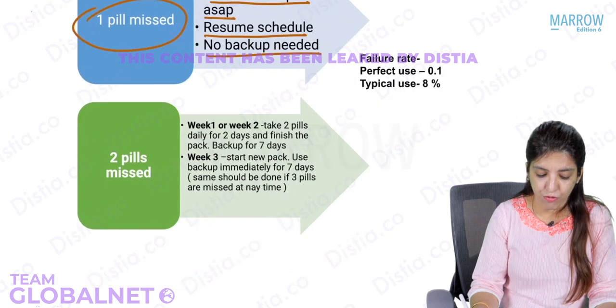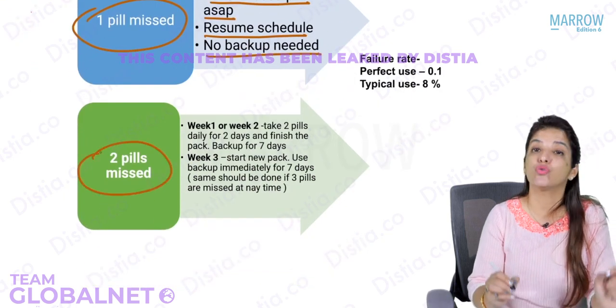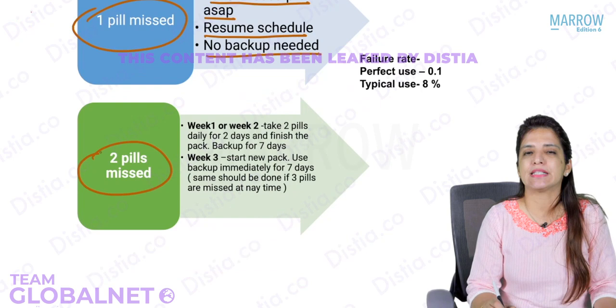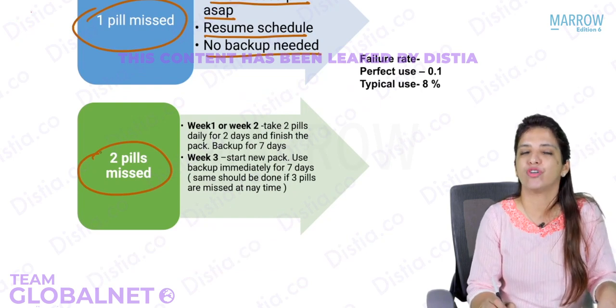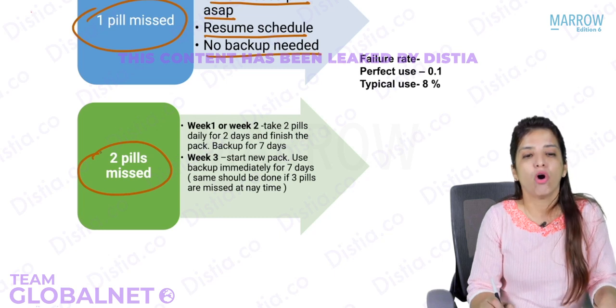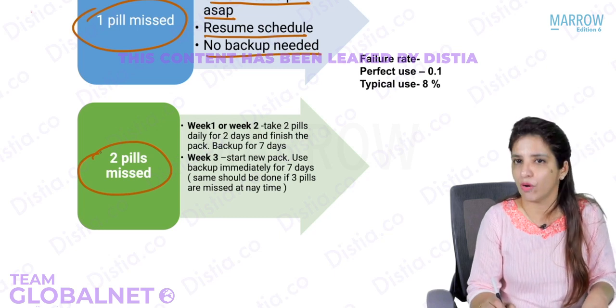But suppose a female says, I have missed two pills. Now, if a female says she has missed two pills, you have to see whether these two pills are missed in the first and the second week of the cycle, or whether they are missed in week 3 of the cycle.